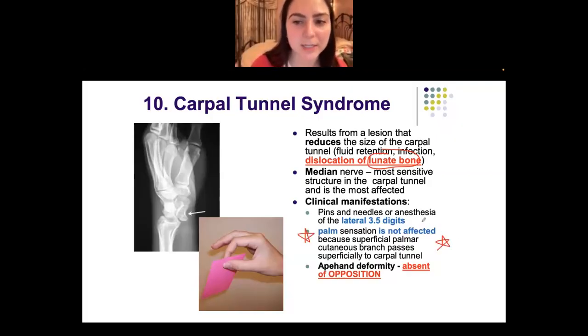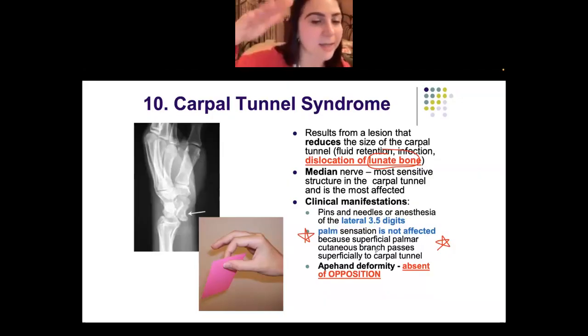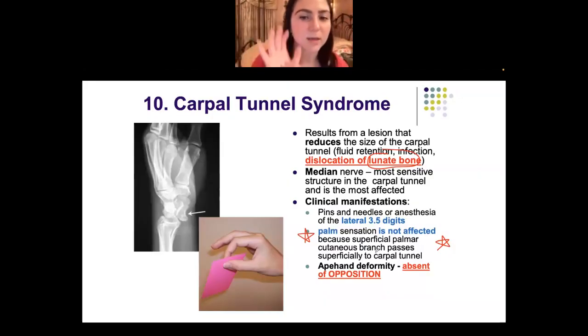Here's the palm sensation is spared, so palm sensation is not affected. The palmar cutaneous branch goes above it, above that flexor retinaculum, that transverse carpal ligament goes above it, so you will still see, boom, right here, you'll still see palm sensation.